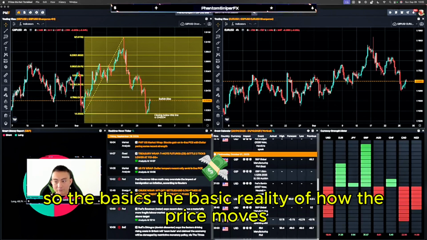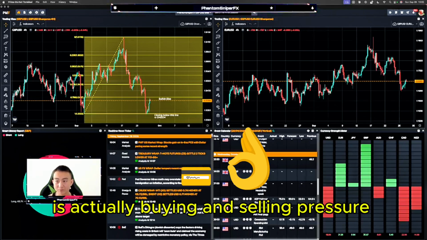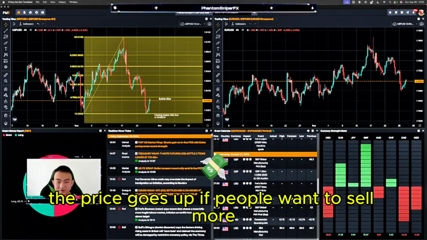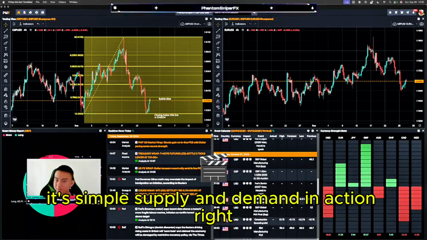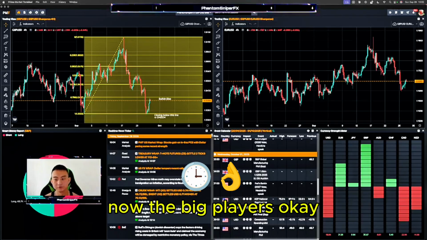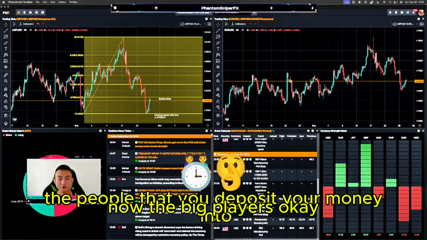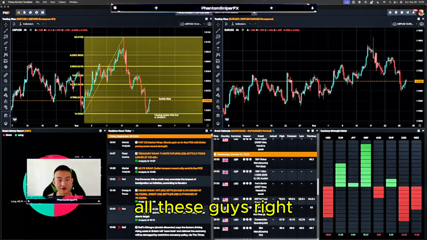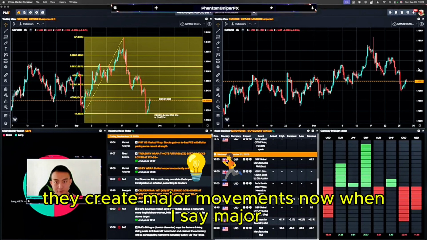The basic reality of how the price moves is buying and selling pressure. When people want to buy more euros or GBP, for that matter, the price goes up. If people want to sell more, the price goes down. It's simple supply and demand in action. Now, the big players, the people that you deposit your money into, JP Morgan Chase, Goldman Sachs, all these guys create major movements.